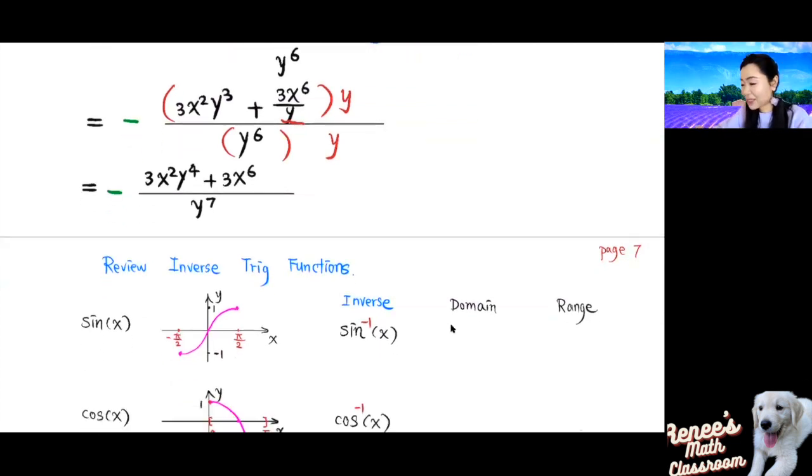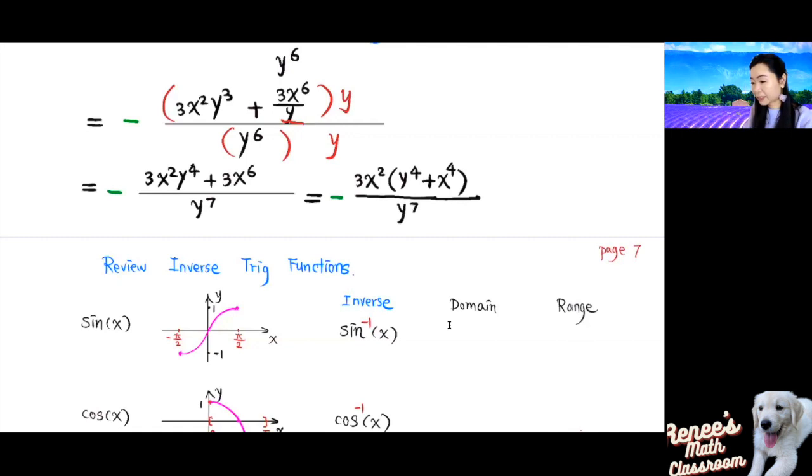Now you might want to just leave it like this. However, this one could be simplified. Let me see how you simplify this, with the negative sign in front. Over here, you can take out a common factor, which is 3x squared. So let's take that out. And inside the parentheses, you will have y to the 4 power plus x to the 4 power. This is y to the 7 power right here.